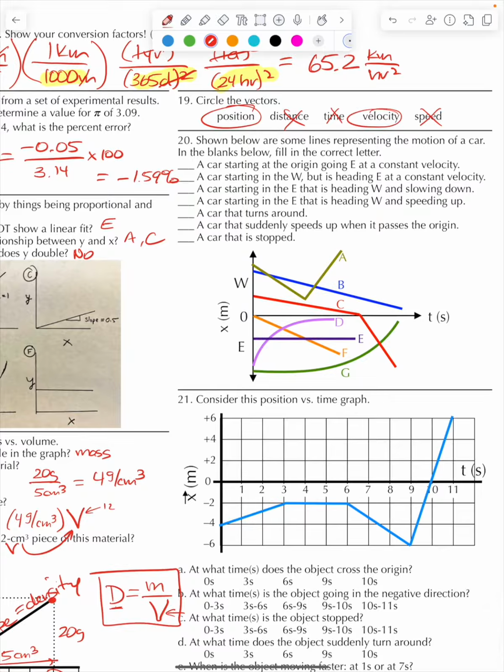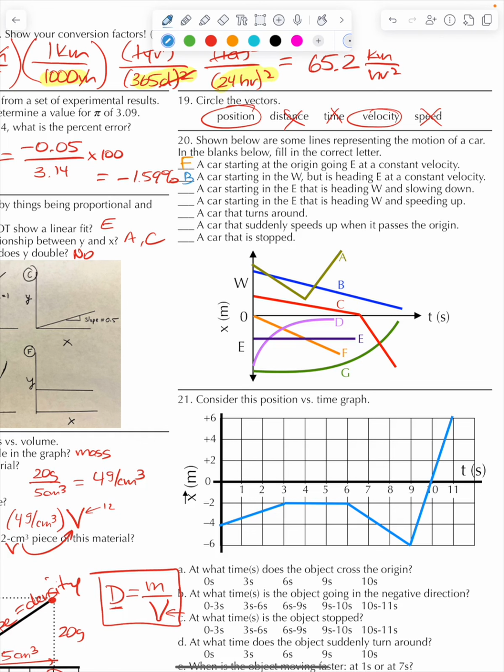A car starting at the origin, well, we already know the answer, right? Because there's only one, but finishing it, is going east at a constant velocity. And sure enough, if you look at F, that is a car starting at the origin, heading towards the east at constant velocity. A car starting in the west, now we have 3 choices for that. It starts in the west, but is heading east. Well, all 3 of them are, but at constant velocity. Well, 2 of them change velocity. I know all 3 of them start at constant velocity, so I could have written this question better, but only one of them stays at a constant velocity, and that's actually the blue one, B.